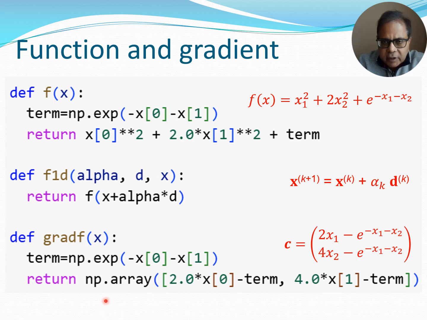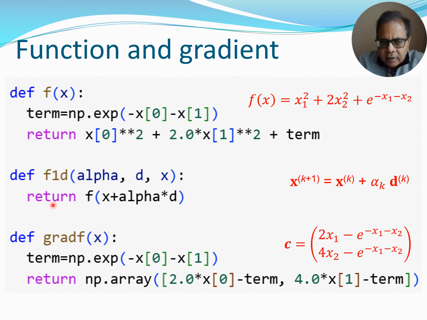So we have to bring in np here, that is numpy. And then we define the first term and the second term of this vector. So the first term is going to be 2 into x1 minus this exponential term, and the second term is going to be 4 into x2 minus the exponential term.